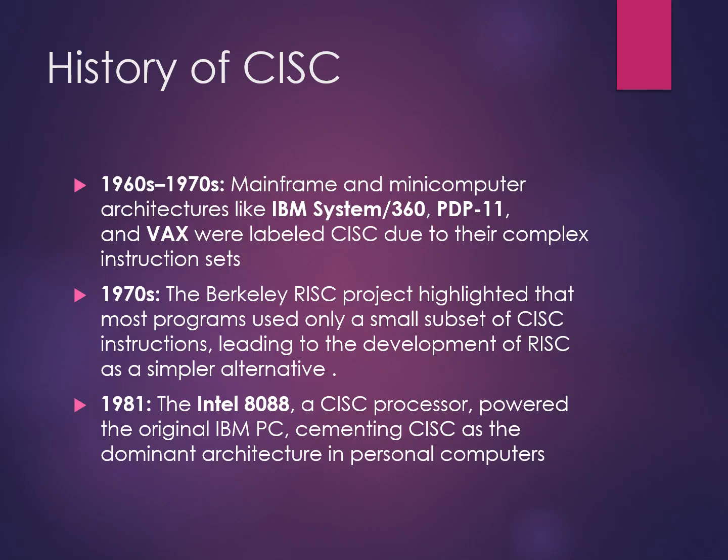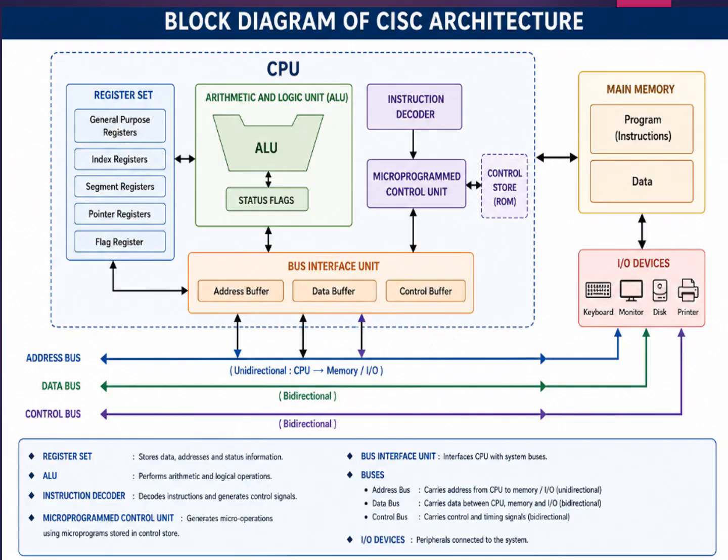Again, in 1981, the Intel 8088, a CISC processor, powered the original IBM PC, cementing CISC as the dominant architecture in personal computers. So it dominates through the IBM PC, and in personal computers CISC usage became dominant.